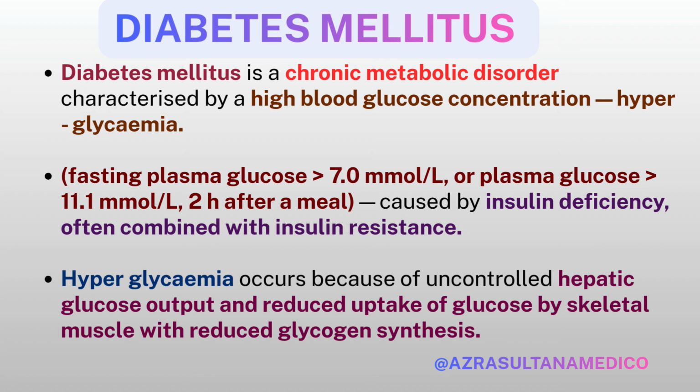Under normal conditions, insulin helps regulate blood sugar by reducing glucose production in the liver and promoting glucose uptake in skeletal muscles, where it is stored as glycogen. However, in diabetes, hyperglycemia develops because the liver continues to produce and release glucose uncontrollably, while skeletal muscles fail to take up sufficient glucose. At the same time, glycogen synthesis is reduced. This combination of increased hepatic glucose output and decreased peripheral glucose uptake leads to persistent elevation of blood sugar levels. Understanding these mechanisms helps us better appreciate the seriousness of diabetes and the importance of proper management.